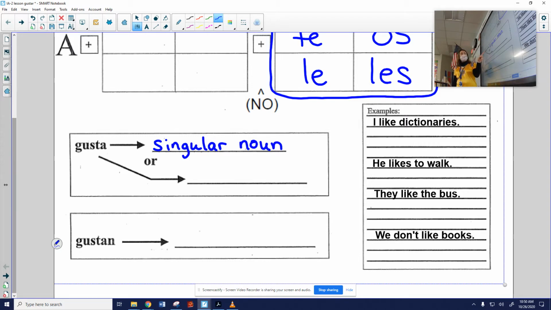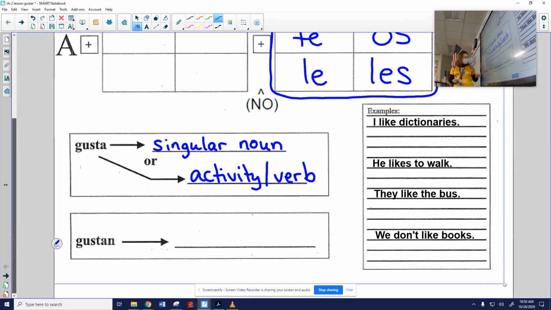We also use gusta if we're liking an activity or a verb. For example, I could say, me gusta dibujar. I like to draw. Or, me gusta bailar. I like to dance.